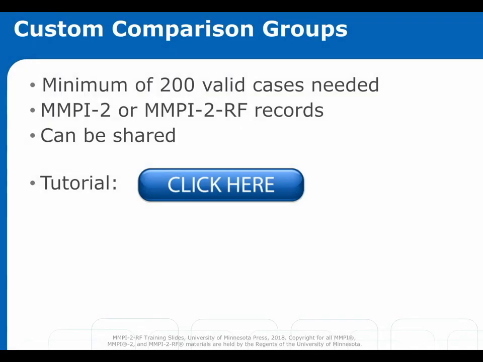It is also possible to include a custom comparison group, which allows a test user or organization to include comparison group data like those I just showed you, but specific to the setting in which you are using the test. To create these groups, you need at least 200 valid cases who have completed either the MMPI-2 or the Restructured Form. These custom comparison groups can be shared amongst anyone using the digital platforms within your organization. To find out more about setting up a custom comparison group, please watch the video tutorial linked to this slide. You can alternatively find instructions within either Q platform help function.